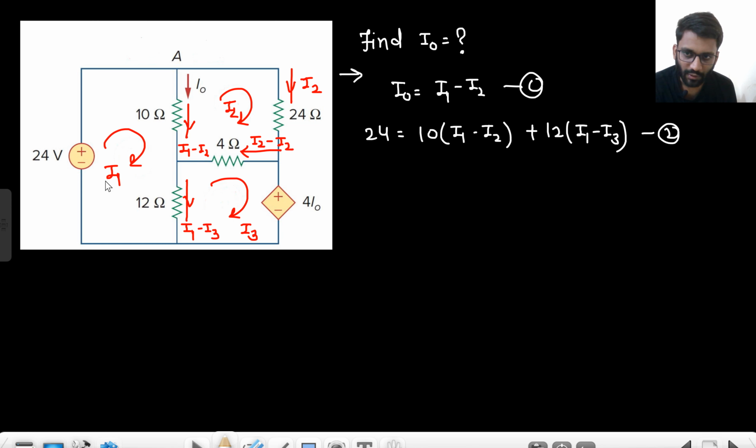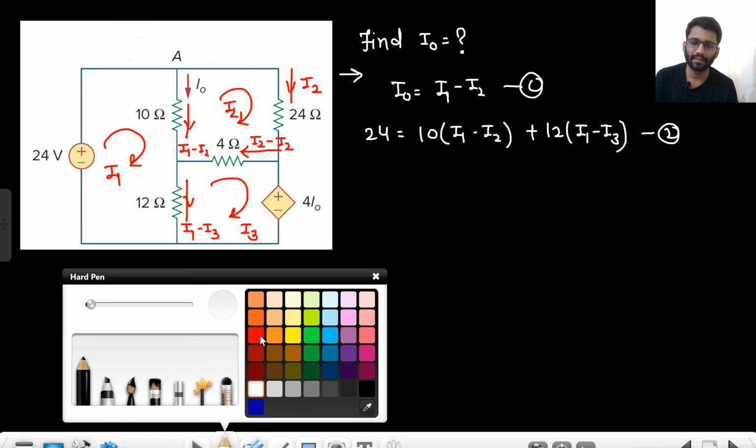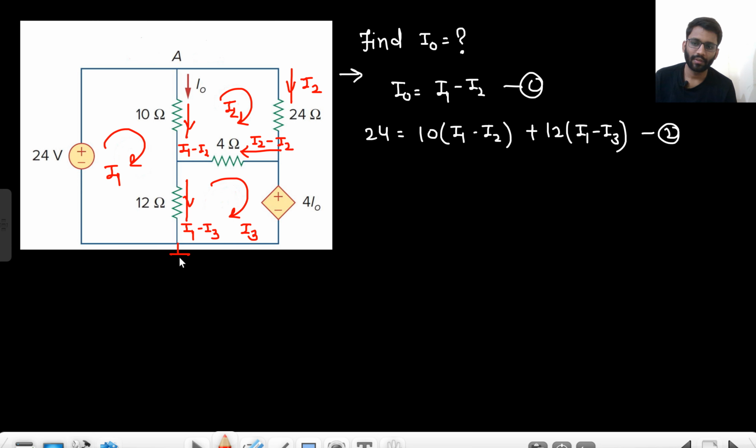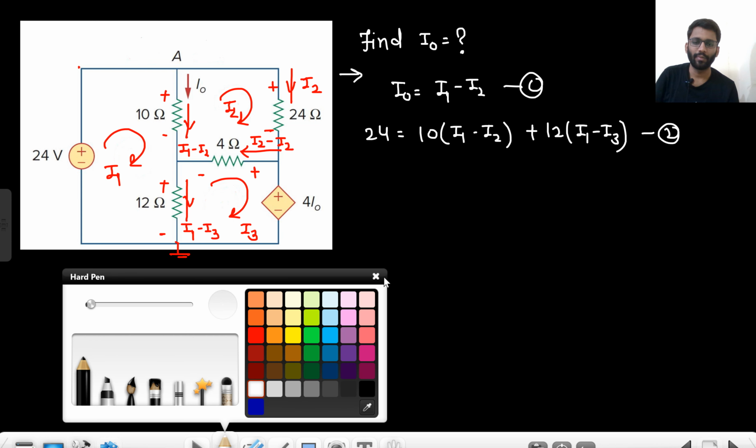We are going in this loop. 24 equals to, the current direction is like this. The current is getting out of the positive terminal. So if we start like this, if this is 0, this is 0, this will be 24, this will be plus minus plus minus plus minus plus minus. So 24 equals to minus 10 (i1 minus i2) minus 10 (i1 minus i3). So, sorry, minus 12 (i1 minus i3). So I wrote it like this. Okay, this will be equation 2.